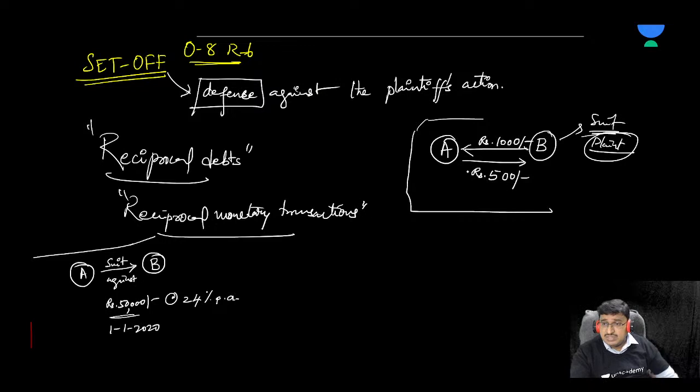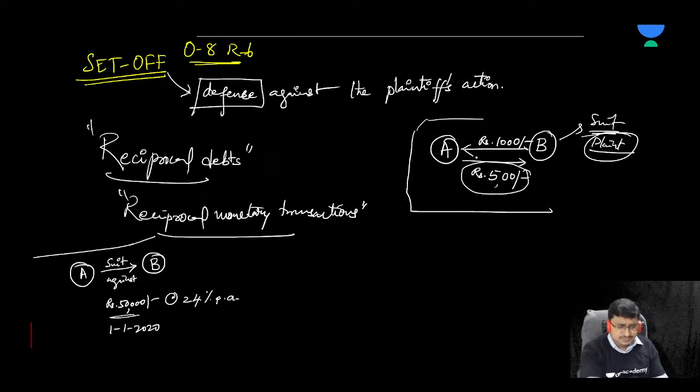Now, Mr. A has filed a written statement by way of set off that Mr. B has also borrowed 500 rupees from me. Therefore, I am ready to pay the remaining 500 rupees. Mr. B's 1,000 may be set off with my 500 rupees. In this way, Mr. A can file his written statement. It is known as a set off.